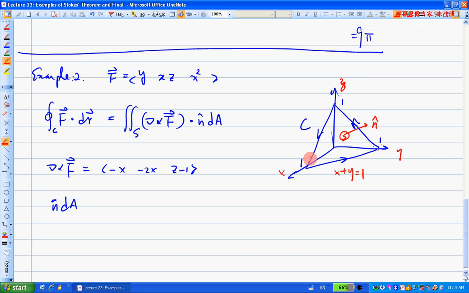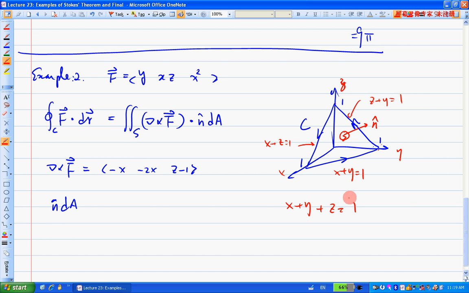So this line here is x plus z equal to 1. And this line here is z plus y equal to 1. So the three lines are basically the intersection of the plane with the three sides of the wall. And actually the plane is x plus y plus z equal to 1.